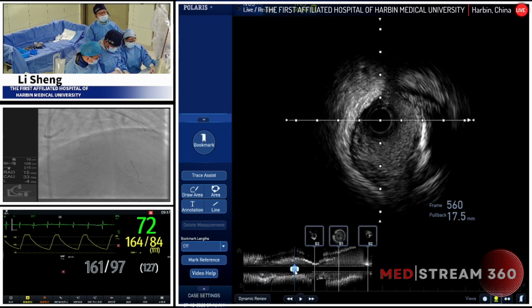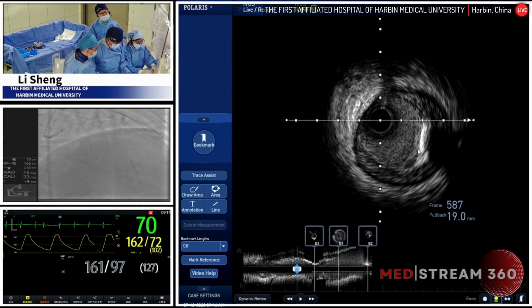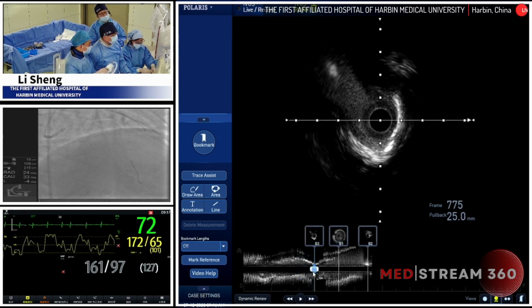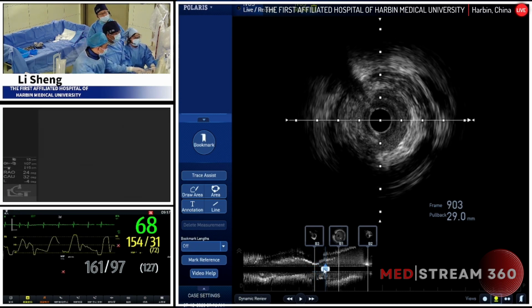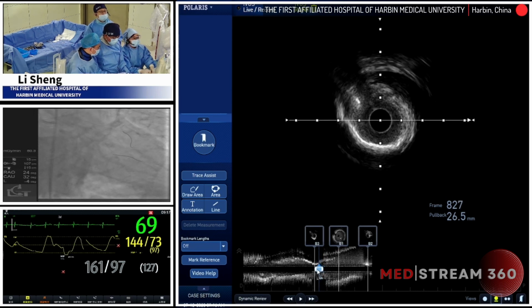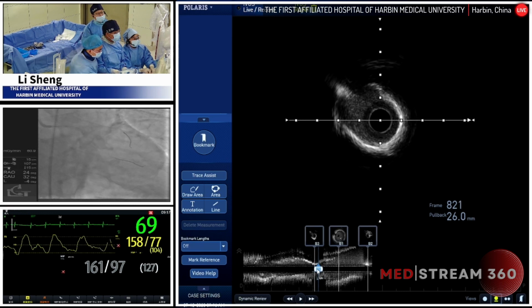Yeah, and so far, we can see that in the mid LAD, there's a heavy plaque burden, and in the proximal LAD, there's calcified plaque at the 3 o'clock position, and in this part of left main, we could see that there's some superficial calcified plaque.